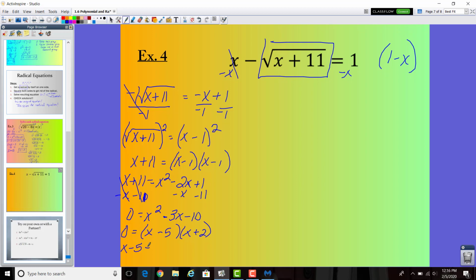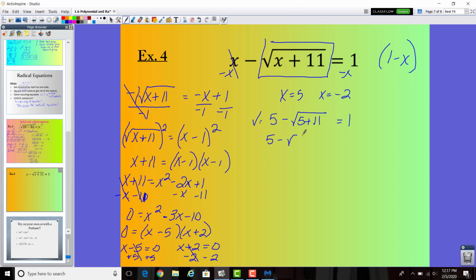And when we set those linear factors equal to 0, we get that x could be 5, or x could be negative 2. And remember, to solve the equation, we have to check those in the original radical equation to figure out which one, if any, will work. Okay, so we're going to check 5 first. So 5 minus the square root of 5 plus 11 has to equal 1.